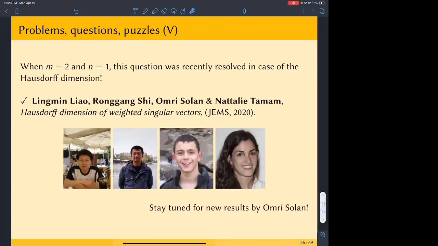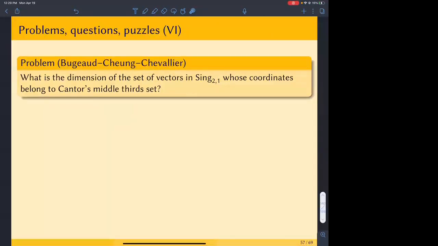And Barak mentioned that Omri has some new results about this. So stay tuned for them. I hope Omri will be able to speak about them at this seminar.